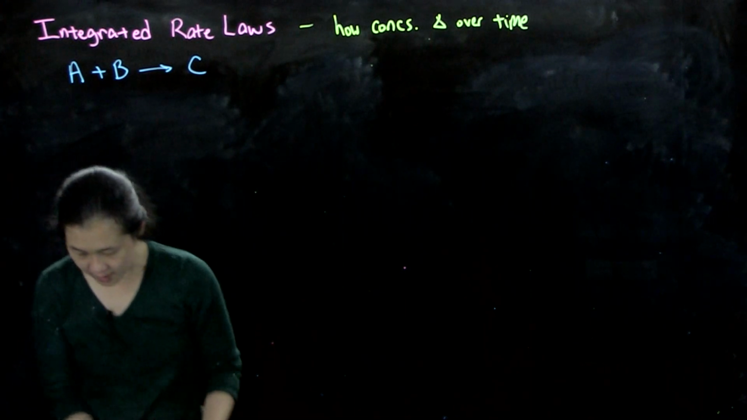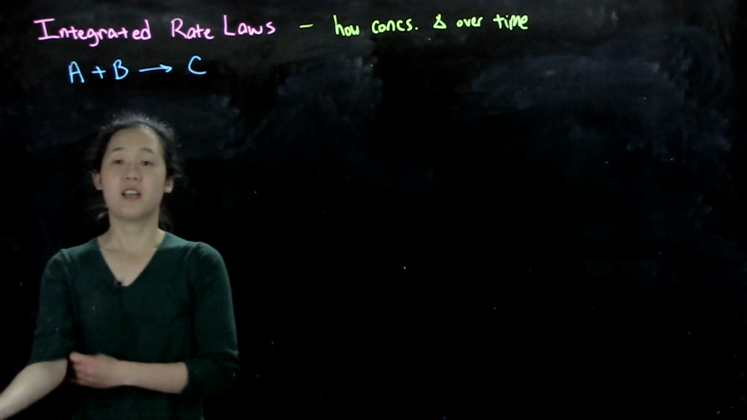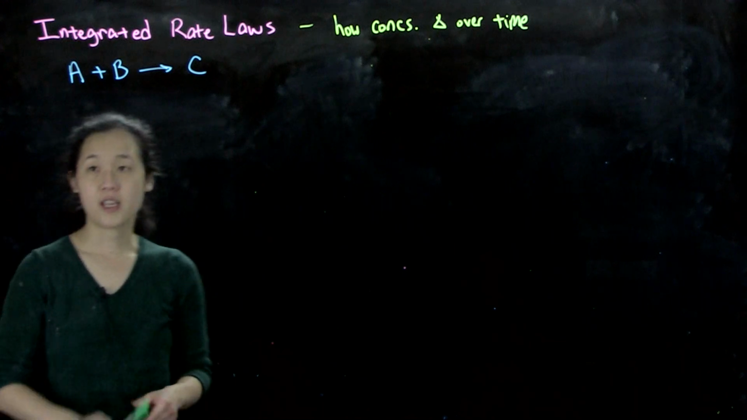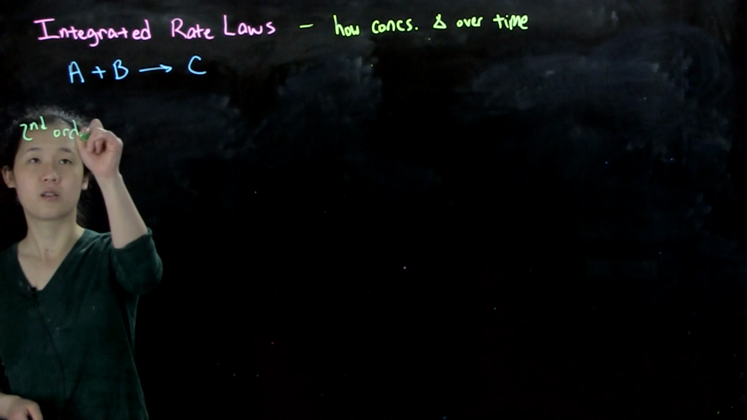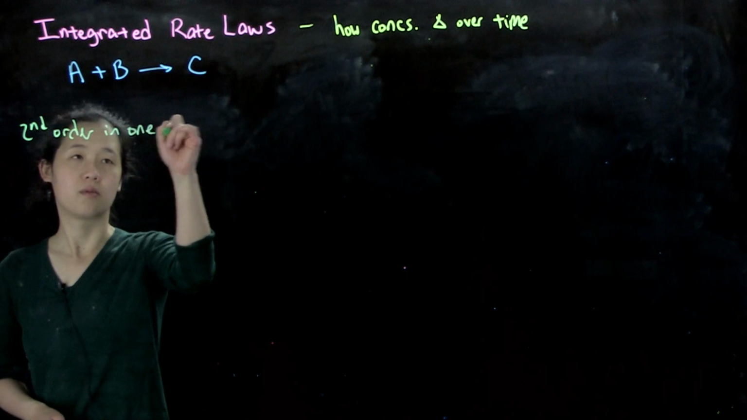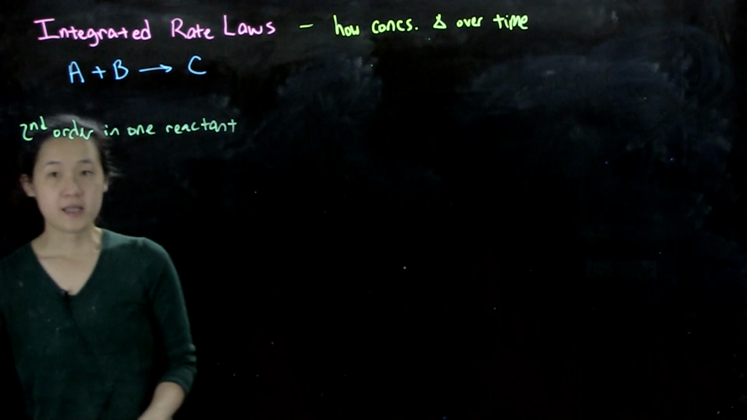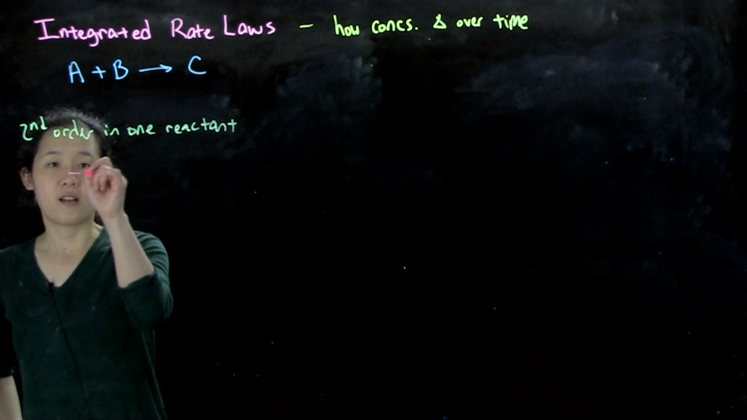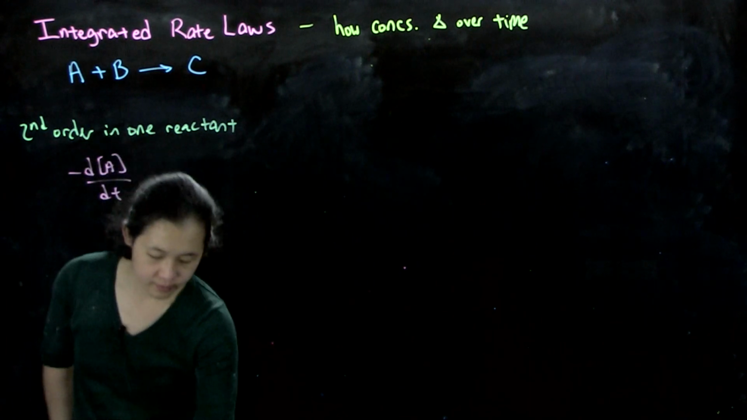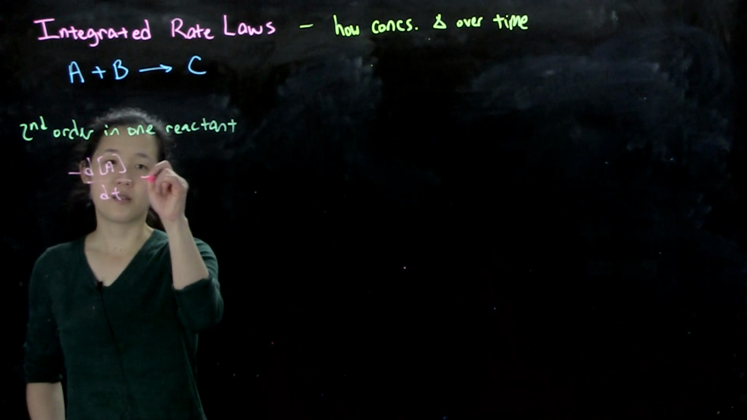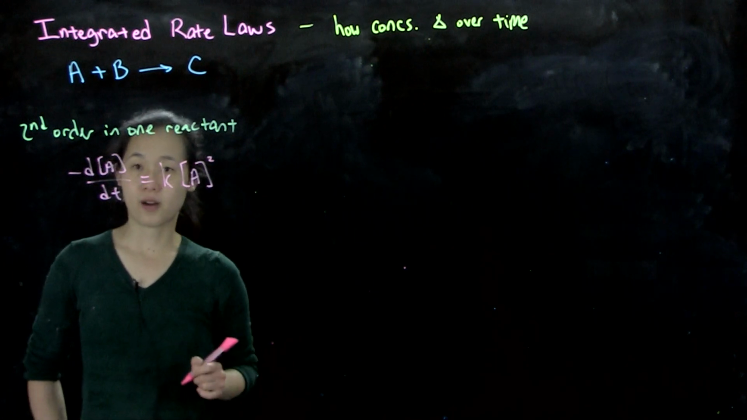Okay, so back to this problem of A to C. Suppose that we're second order in one component. So in this case, let's suppose we're second order in A. So again, our rate of consumption of A is going to be equal to, again, the rate constant, and then this time the concentration of A squared.